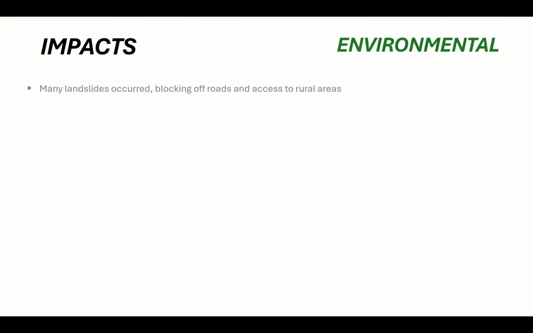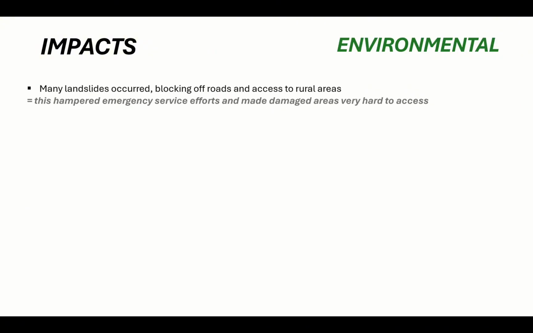Okay, so the environmental impacts of Haiti included landslides, which blocked off roads and access to rural areas. This hampered emergency service efforts and caused the delay of aid getting to the people that really needed it.